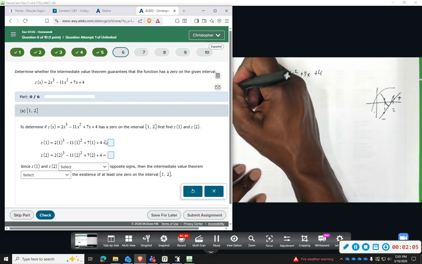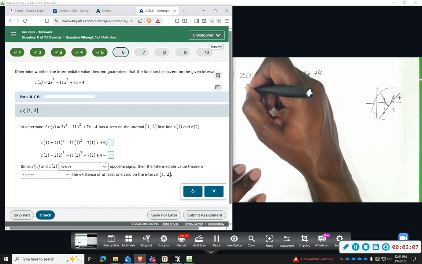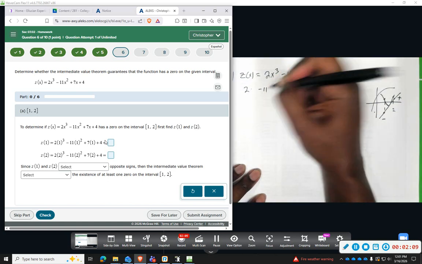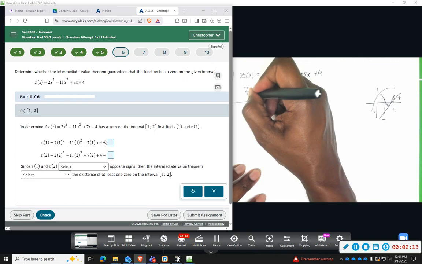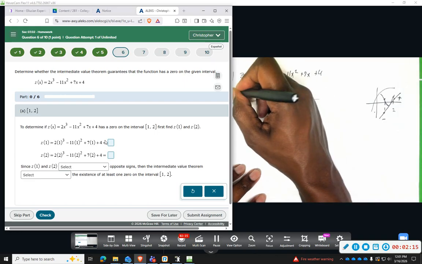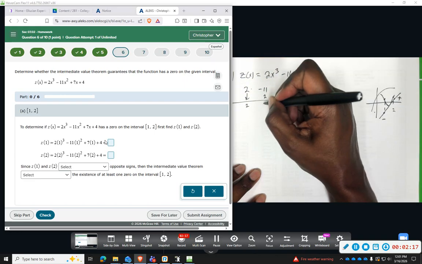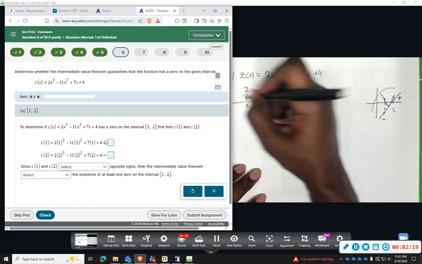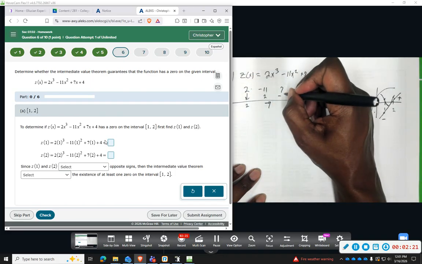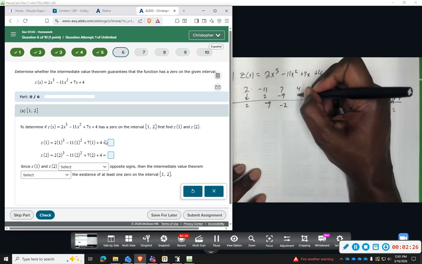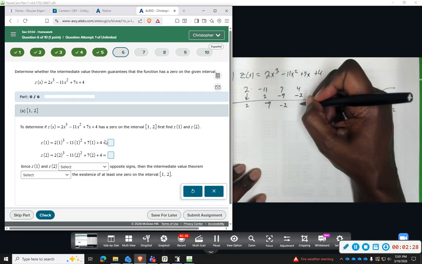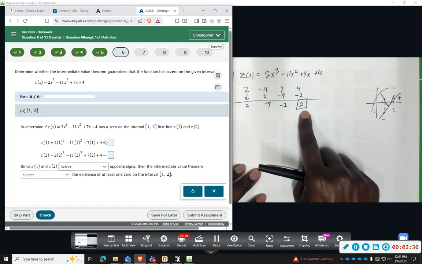So I'm going to do 1 first. 1's going to go in my box. 2, negative 11, 7, and 4. Bring down the first term. 2 times 1 is 2. We'll subtract. We'll get a negative 9. 1 times negative 9, negative 9. Subtract, we'll get a negative 2. 1 times negative 2, negative 2. We'll get a positive 2. So that one comes out positive 2.